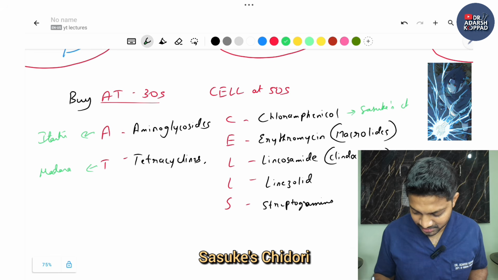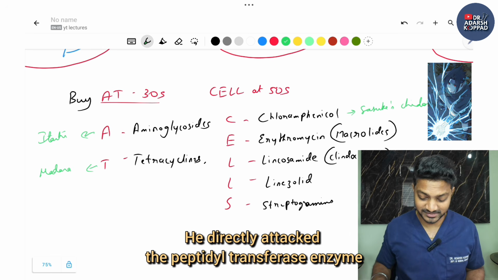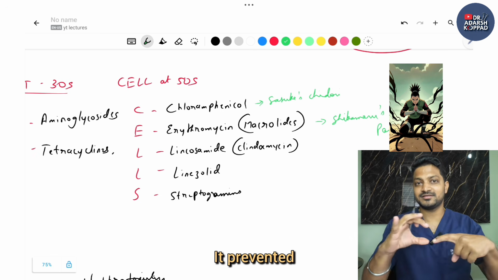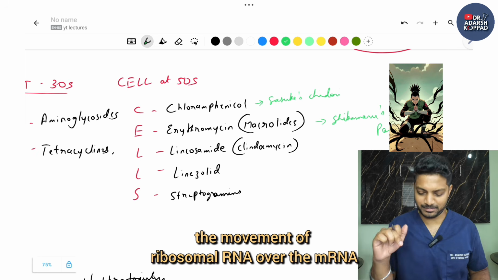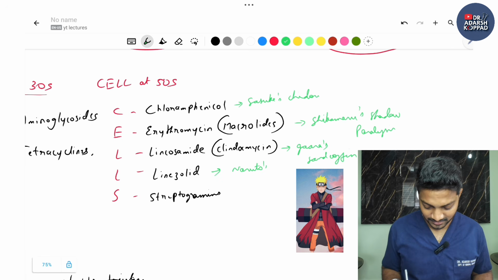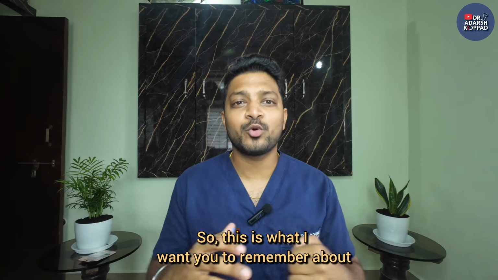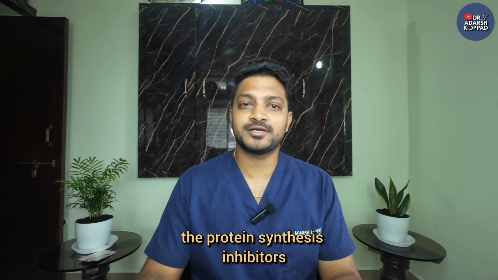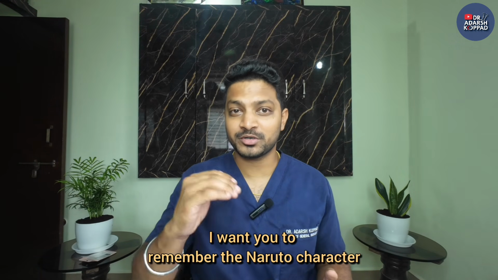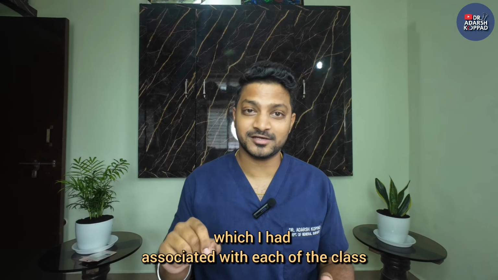Chloramphenicol was Sasuke's chidori. He directly attacked the peptidyl transferase enzyme. And macrolides were like Shikamaru's shadow paralysis. It prevented the movement of ribosomal RNA over the mRNA. Clindamycin was like Gaara's sand coffin, and Linezolid was Naruto's sage mode. So this is what I want you to remember about the protein synthesis inhibitors, all the kind of drugs, all the mechanisms, and what are the important spectrum. And the next time you get stuck during an MCQ, I want you to remember the Naruto character which I had associated with each of the class, and you will remember everything like a story.